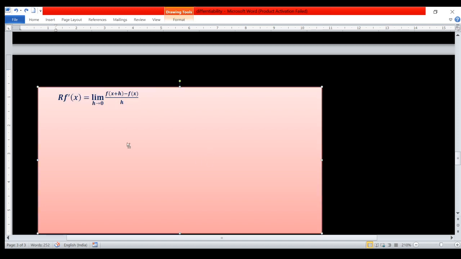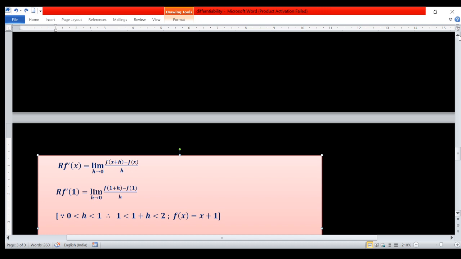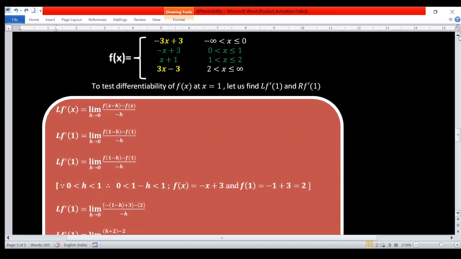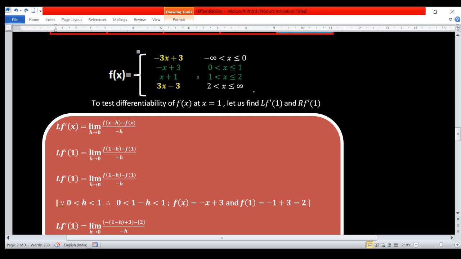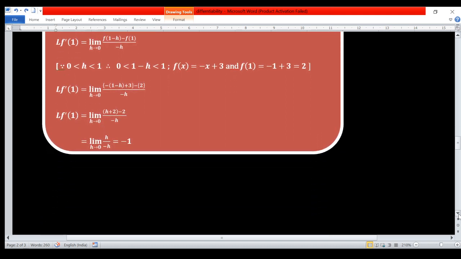Next, the right hand derivative at 1. R f dash of x is equal to limit h tends to 0 of f of x plus h minus f of x by h, that is the definition. The x value is 1, and h is a number between 0 and 1. So 1 plus h becomes a number between 1 and 2, since we just add 1 to all three. Therefore f of x is equal to x plus 1 if x is a number between 1 and 2. And f of 1, for the same reason, is equal to 2.